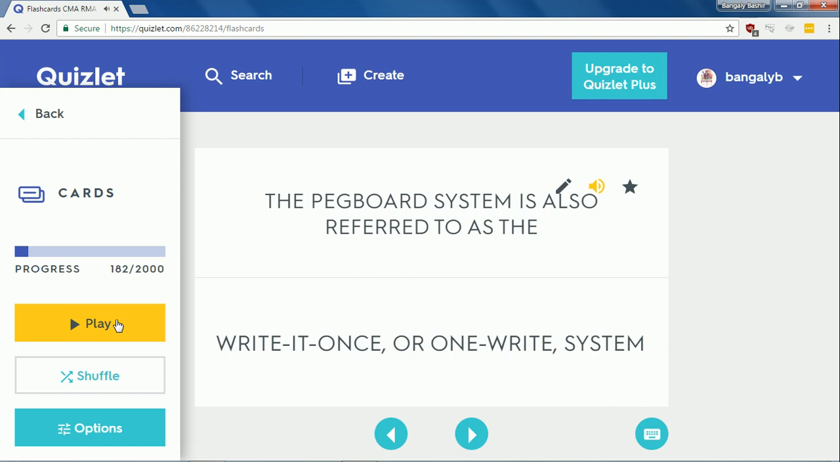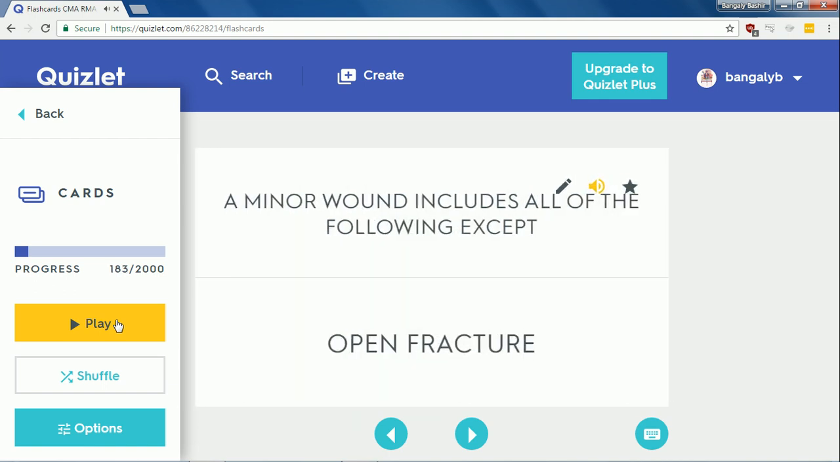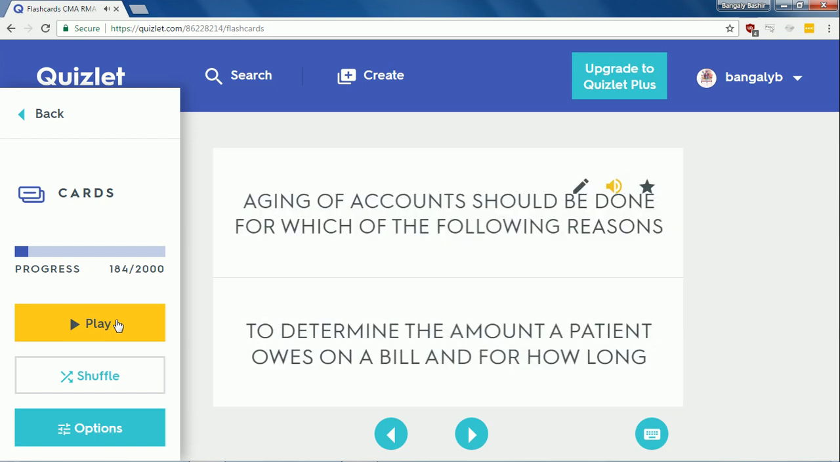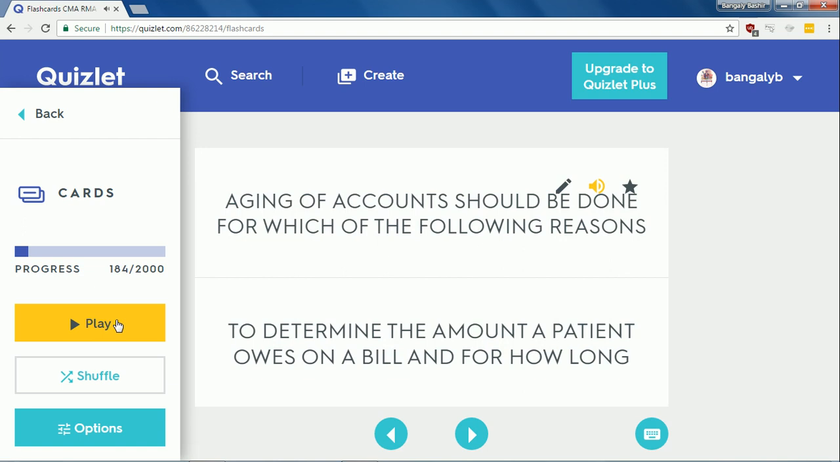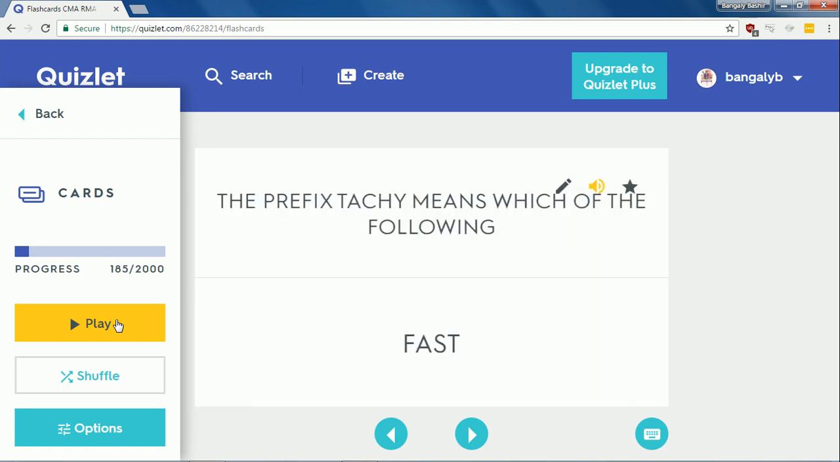The pegboard system is also referred to as the write-it-once or one-write system. A minor wound includes all of the following except open fracture. Aging of accounts should be done for which of the following reasons? To determine the amount a patient owes on a bill and for how long. The prefix tachy means which of the following? Fast.